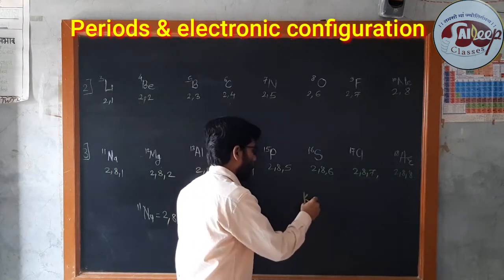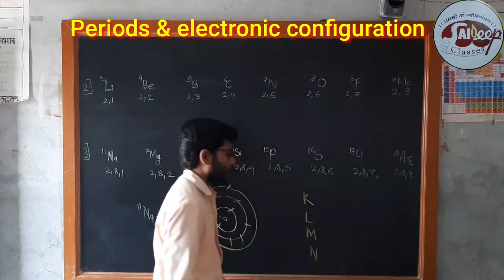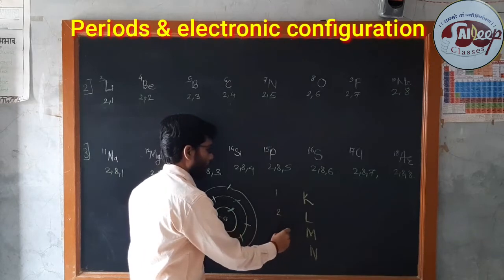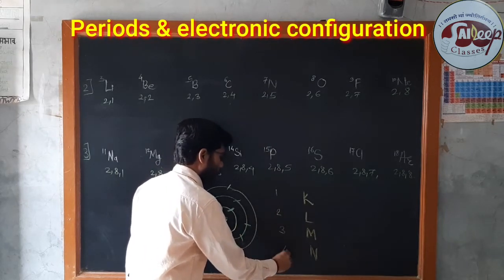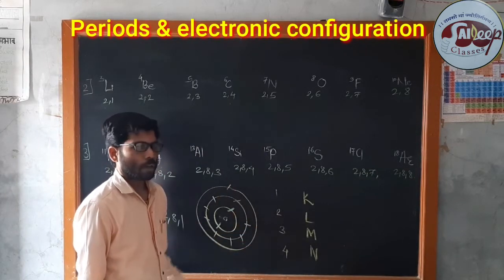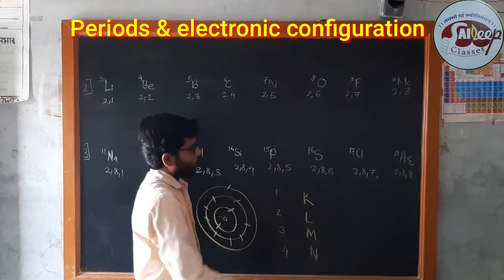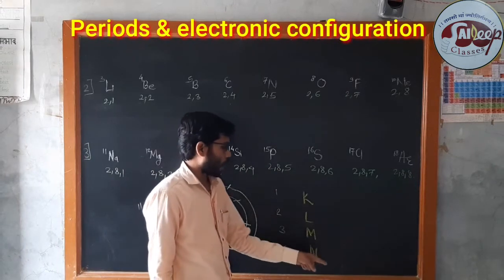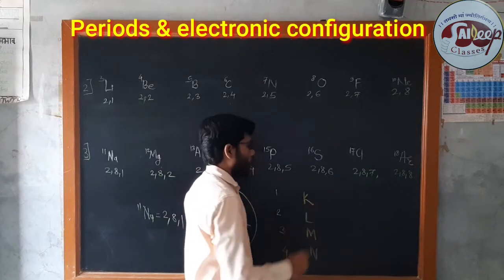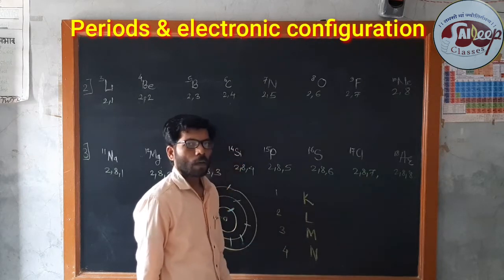In 9th standard, we saw the K cell, L cell, M cell, and N cell. K is the first cell, L is the second cell, M is the third cell, N is the fourth cell. The electronic configuration is done according to KLMN. What is the capacity of the K cell? What is the capacity of the L cell? What is the capacity of the M cell? And what is the capacity of the N cell?